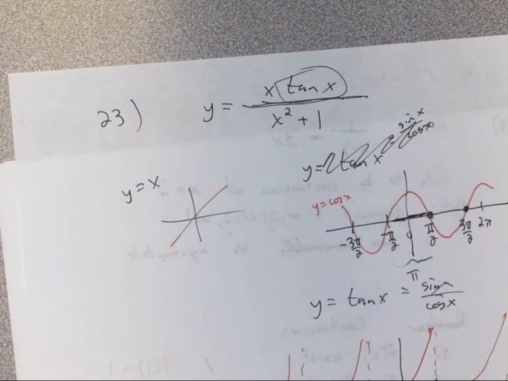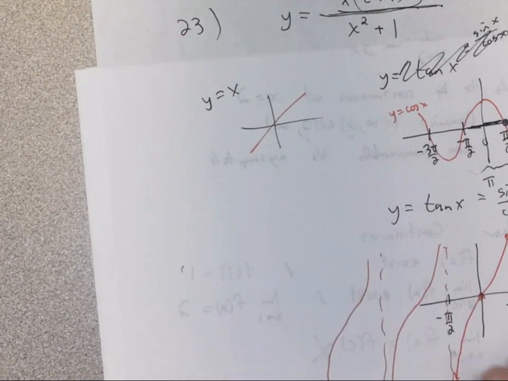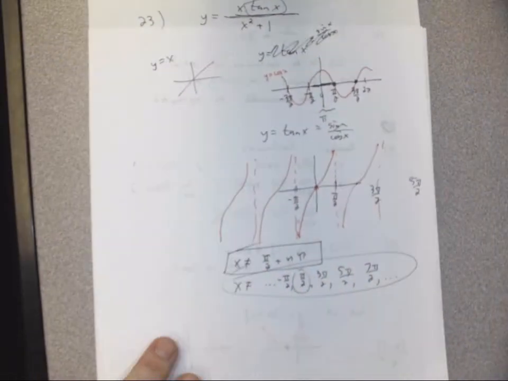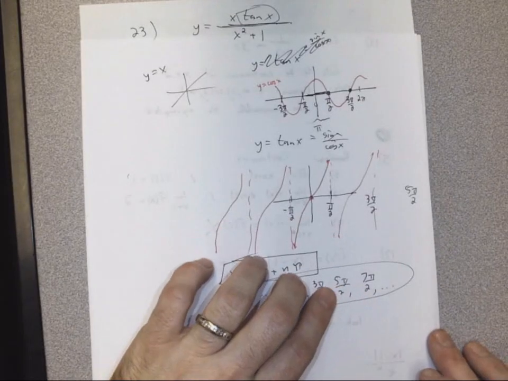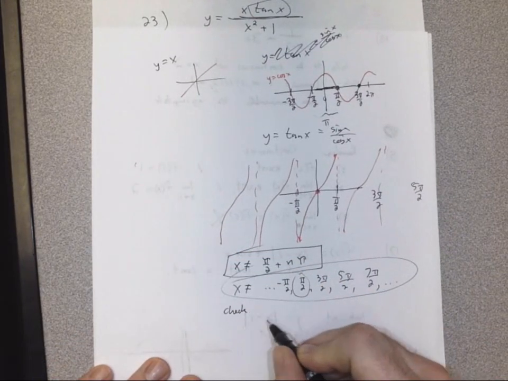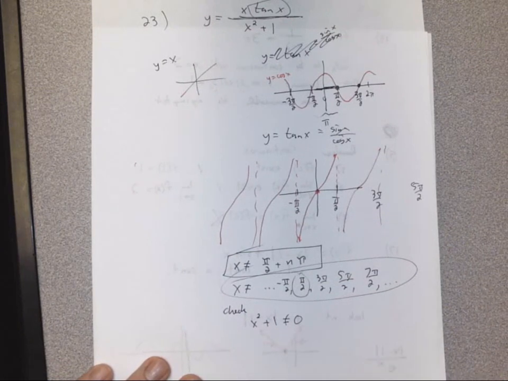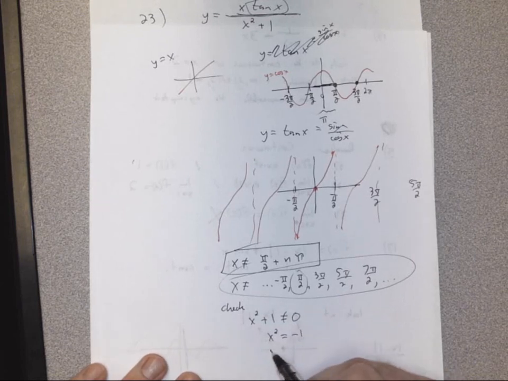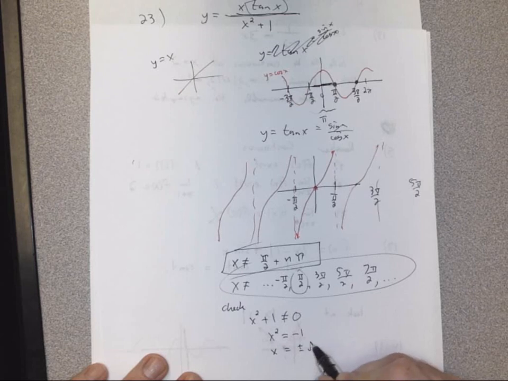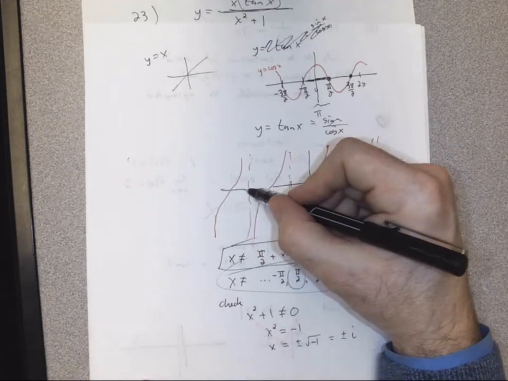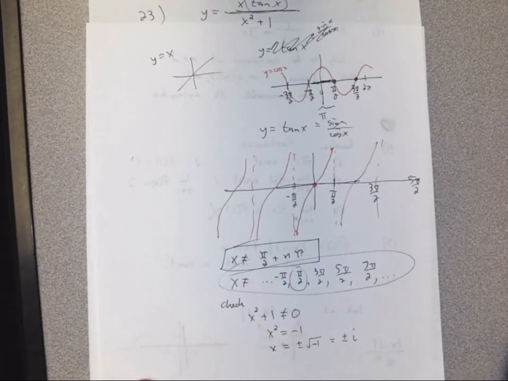X squared plus 1 is not allowed to be? Okay, let's check. Let me zoom out. I got like a hot mess going on. So now we also have to check to see if x squared plus 1 is also not allowed to be 0 because it's in the denominator. So if you solve this, you're going to get x squared is equal to negative 1. So x is going to be equal to plus or minus the square root of negative 1, right? What's the square root of negative 1? Yeah, i. Do you see i on this axis? No, so it's never equal to 0, is it?